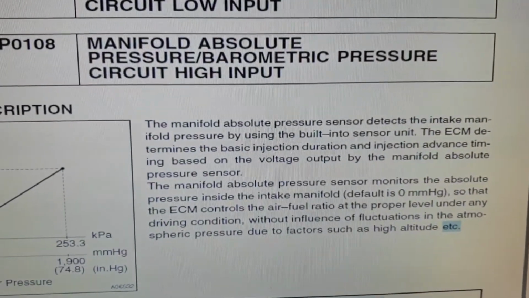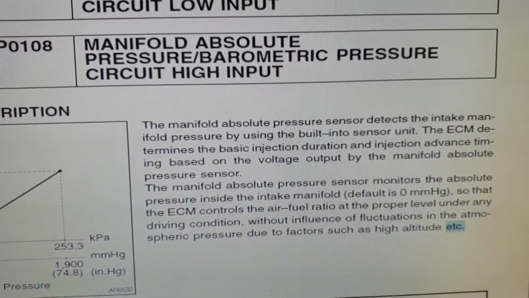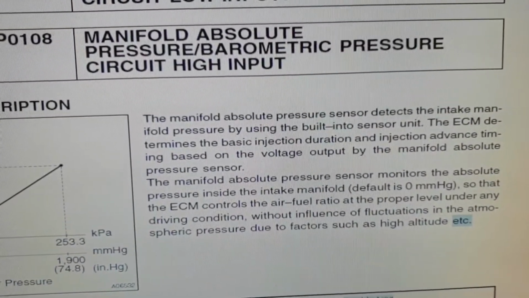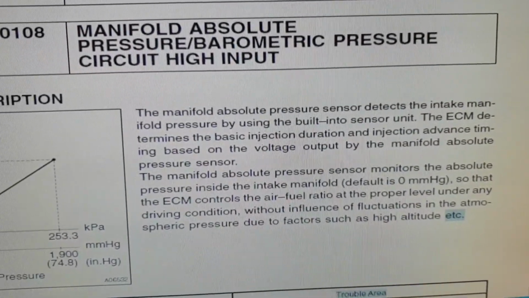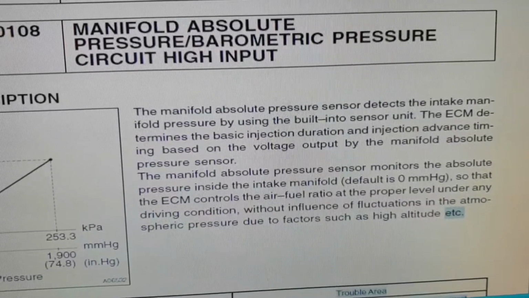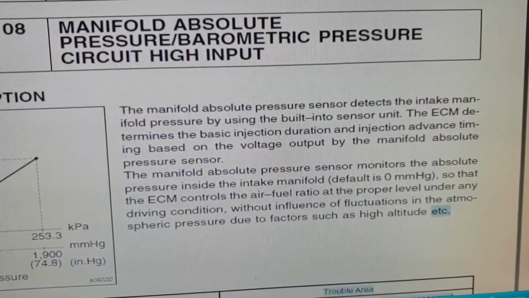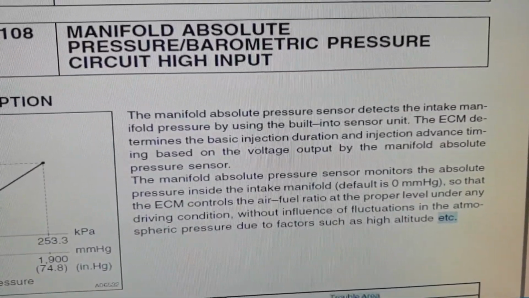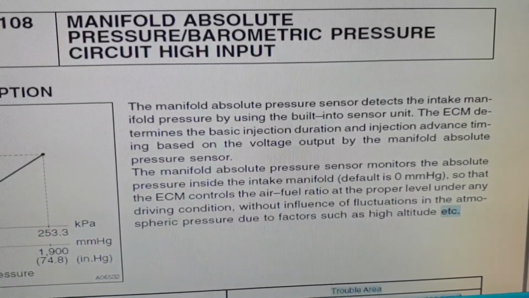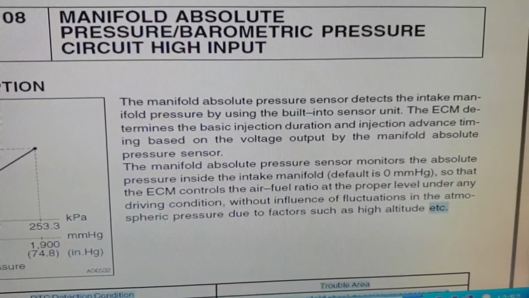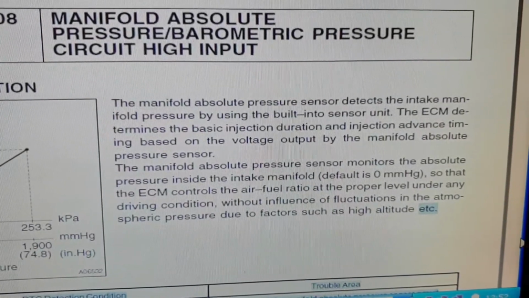But here they say, let me read that out to you. The manifold absolute pressure sensor detects the intake manifold pressure by using the built-into sensor unit. The ECM determines the basic injection duration and injection advance timing based on the voltage output by the manifold absolute pressure sensor. The manifold absolute pressure sensor monitors the absolute pressure inside the intake manifold.